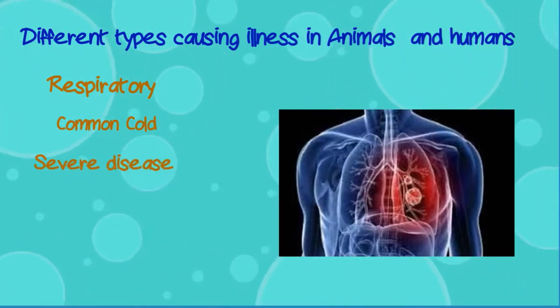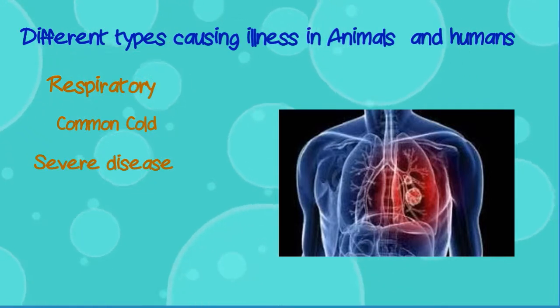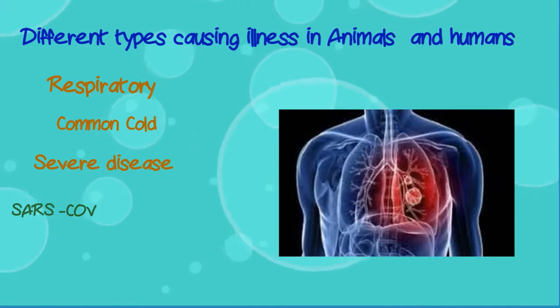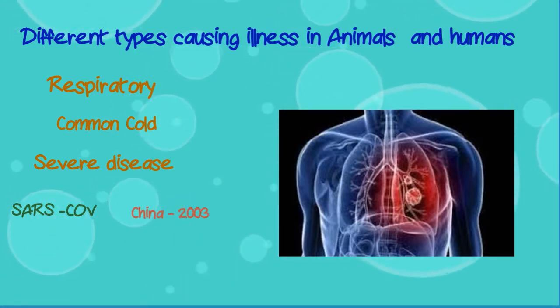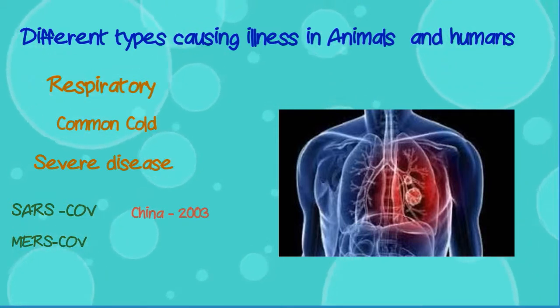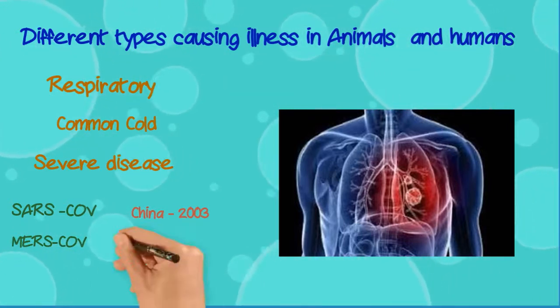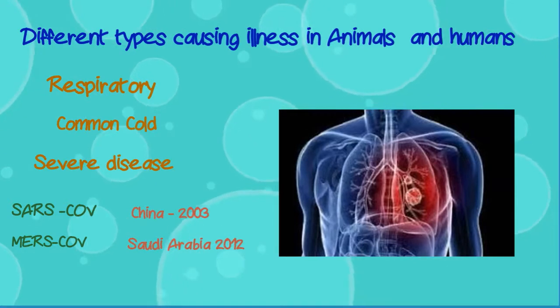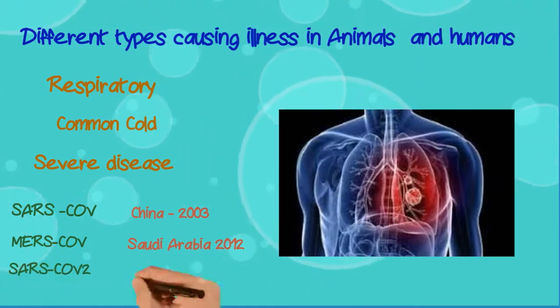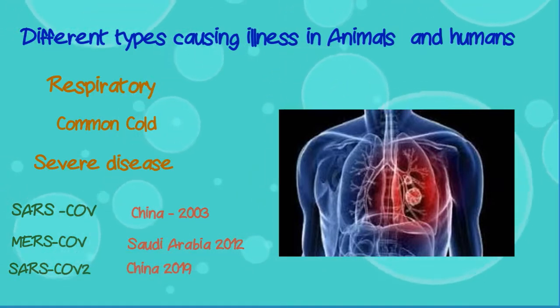These include severe acute respiratory syndrome, or SARS, first identified in China in 2003. The Middle East respiratory syndrome, or MERS coronavirus, first identified in Saudi Arabia in 2012. And SARS-CoV-2, which was reported in China in 2019.